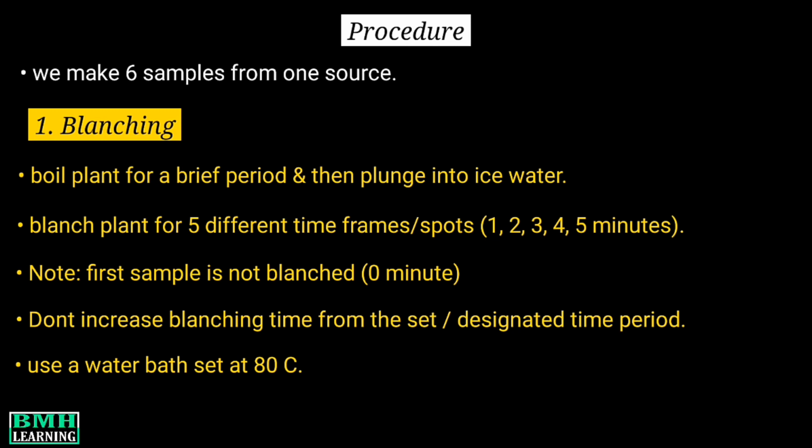Let's suppose we do it for the 1 minute sample. So, we put the sample in the hot water bath set at 80 degrees centigrade and immediately start the timer and treat the sample for exactly 1 minute. The sample is then put in ice water or placed under cold running water. Similarly, we repeat the blanching process for the remaining 4 time spots.